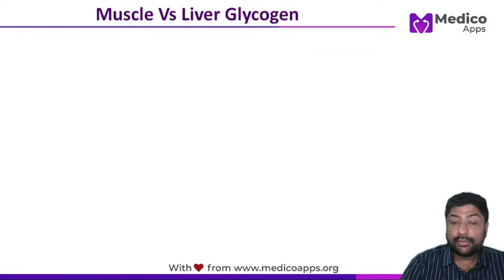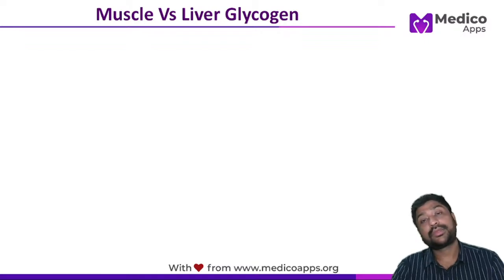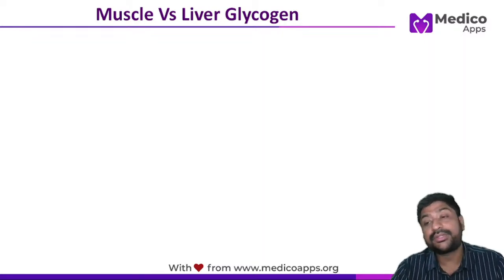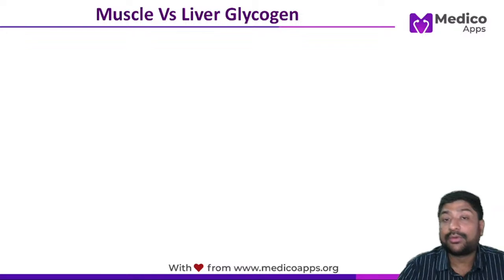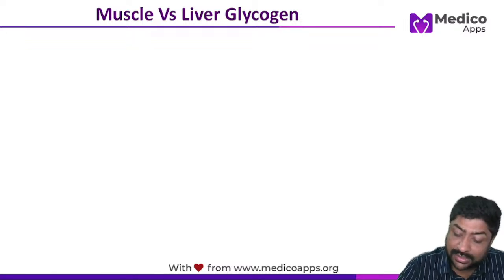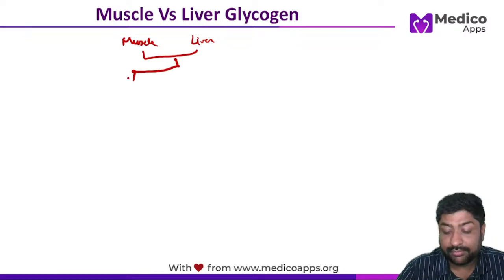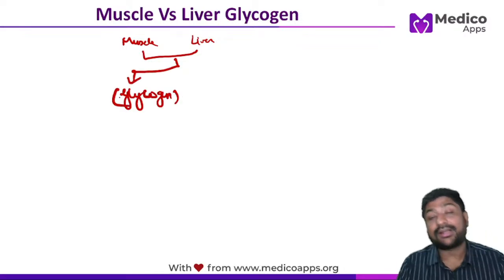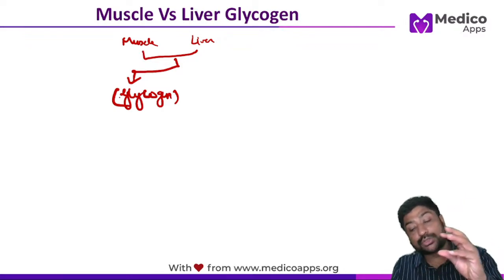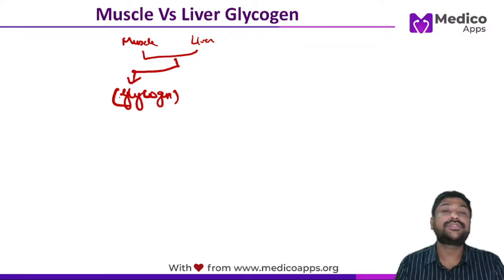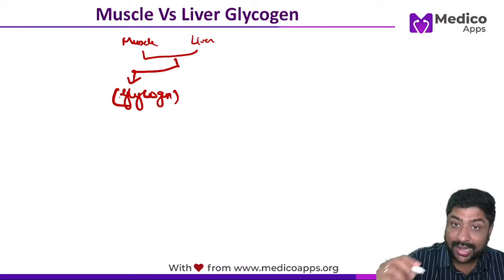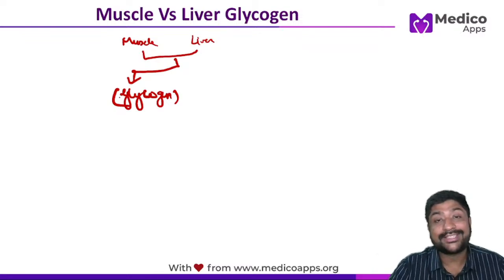Now, very important, another set of information related to this is muscle and liver glycogen. Muscle and liver both have glycogen, right? However, there are some very subtle differences between the glycogen stored in the liver and the glycogen stored in the muscle, and you have to know them from the exam point of view.